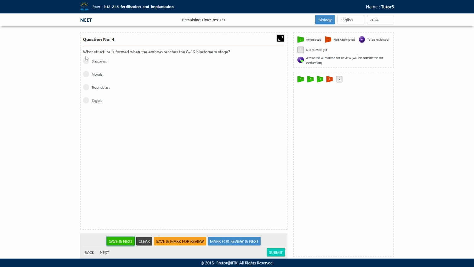Now, what structure is found when the embryo reaches the 8 to 16 blastomere stage? When the embryo consists of 8 to 16 blastomeres, then the embryo at this stage is called what? Okay, so these blastomeres are formed by mitotic divisions. When the zygote is formed, it undergoes repeated mitotic divisions, which is known as cleavage. From 2 cells, 4 cells are formed, 4 to 8 and 8 to 16 cells are formed. And the embryo consisting of 8 to 16 blastomeres is called what? Blastocyst, morula, trophoblast or zygote.